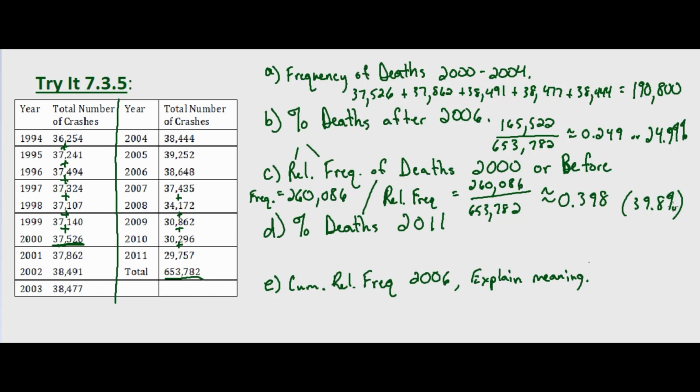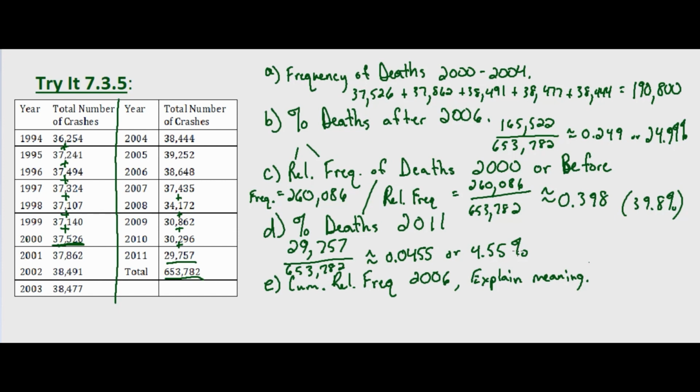Part D, we're asked for the percent of deaths that occurred in 2011. Well, we just go to the amount in 2011, which is 29,757, the frequency, and we divide by the total, 653,782, and we're going to get approximately 0.0455, or 4.55%. So the percent of deaths from 1994 to 2011 that occurred in 2011 is 4.55%.